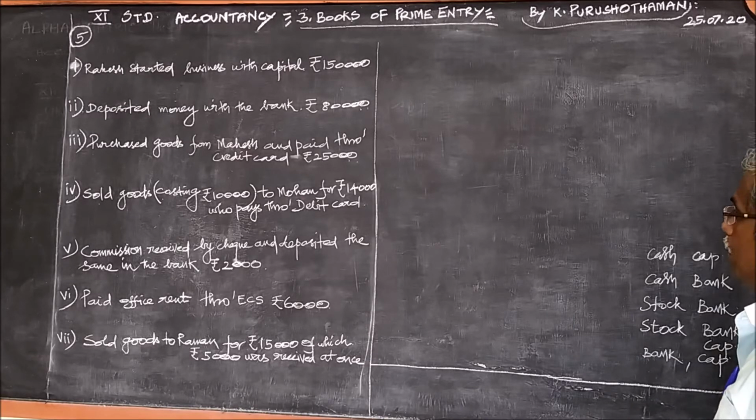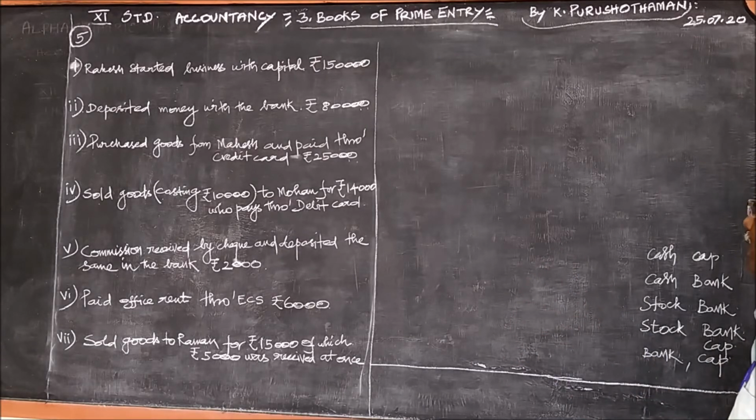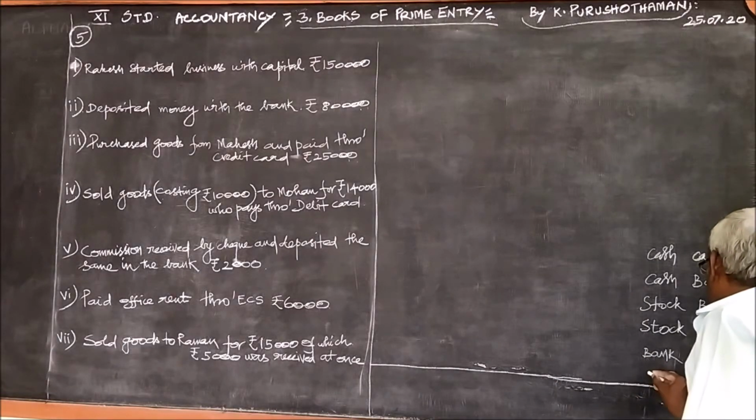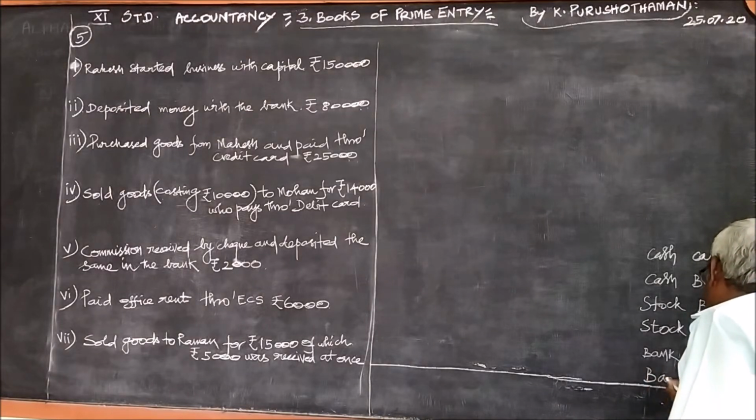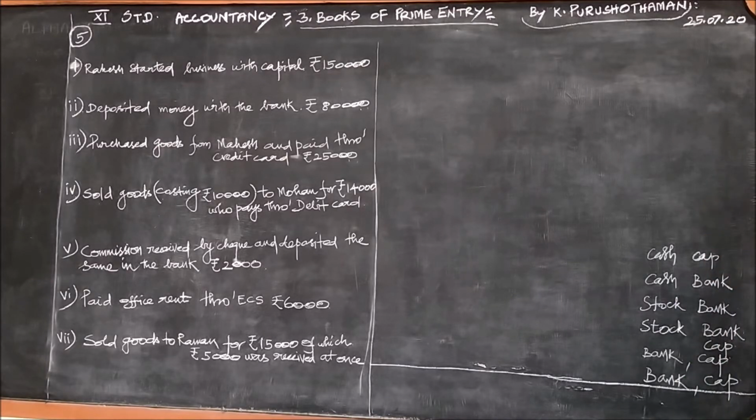Paid office rent through ECS, electronic clearing system. Through bank the rent is paid, therefore from the bank the amount will go out and it will automatically reduce the capital. The amount is paid through ECS, therefore it will reduce the balance of bank and it will also reduce the capital.